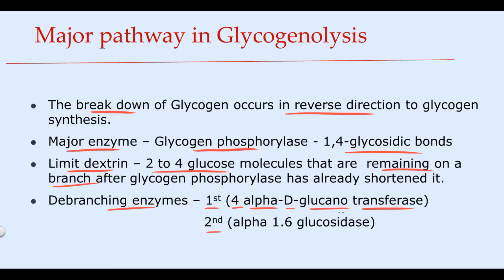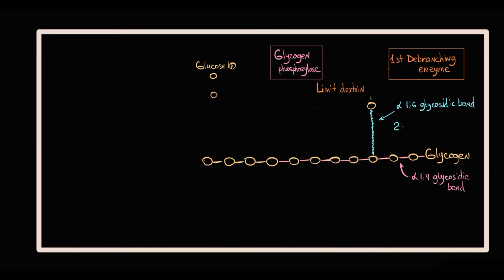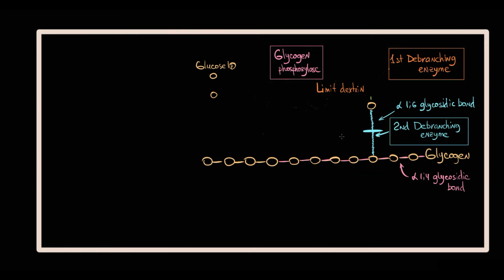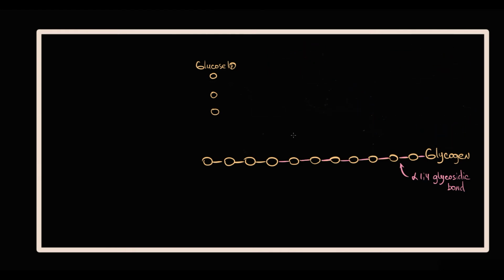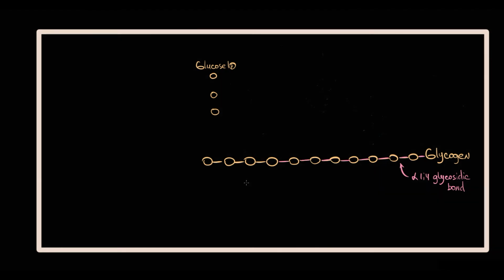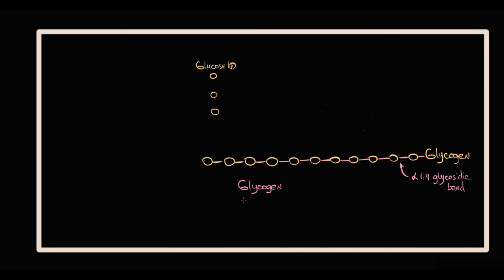The second debranching enzyme is called alpha-1,6 glucosidase. Alpha-1,6 glucosidase cleaves the 1,6 glycosidic bond, thereby removing the last glucose molecule from the branch. As a result, a glucose 1-phosphate molecule is released, and the branch is completely removed. Now we have a chain of glucose molecules that are connected by 1,4 glycosidic bonds in a linear fashion. So now they can be cleaved by glycogen phosphorylase.